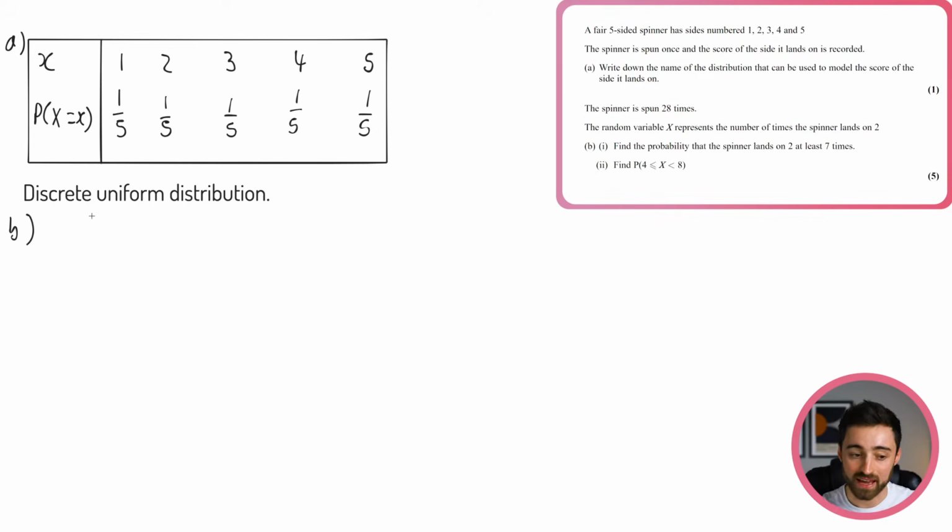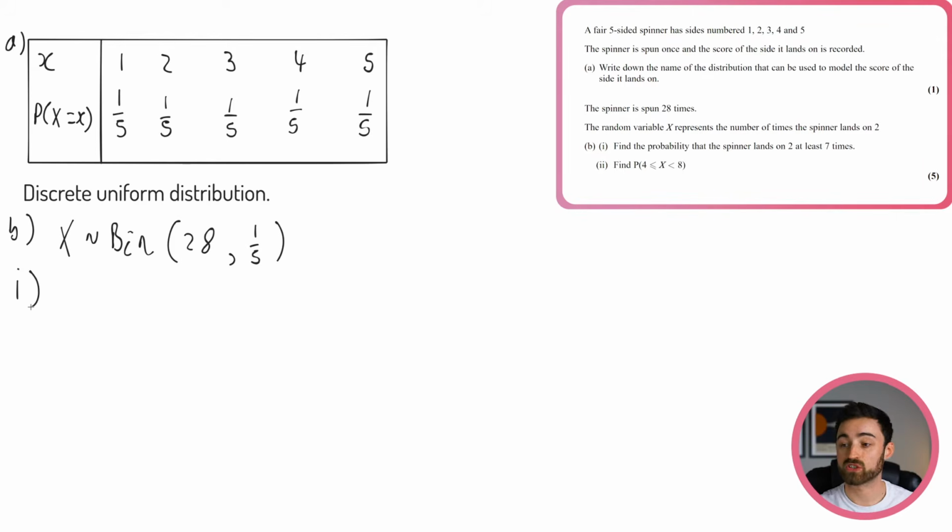So what I can do here is I can say, well, this thing x is definitely binomially distributed. I've got 28 trials because I'm repeating this, spinning it 28 times. And then the probability of success would be getting a 2, which would be a 5th, right? So then the probability of failure here would be 4/5, because it's basically the probability I get anything that's not a 2. So now it's saying find the probability that it lands on 2 at least 7 times. Well, that would just be the probability that x is greater than or equal to 7, wouldn't it?